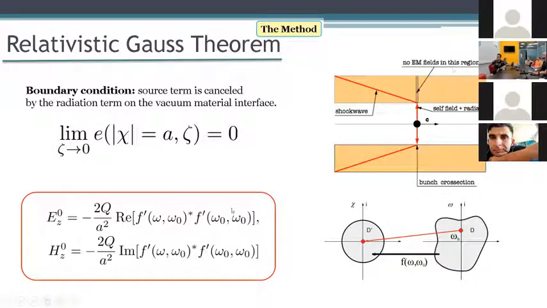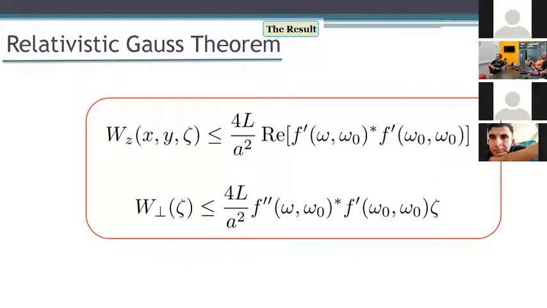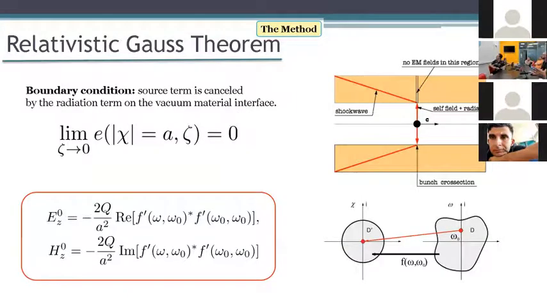So neglecting this part just increases it, so this estimate always holds. And F is the transformation from your geometry to a circle. Right, so this is this map. See? Yeah.